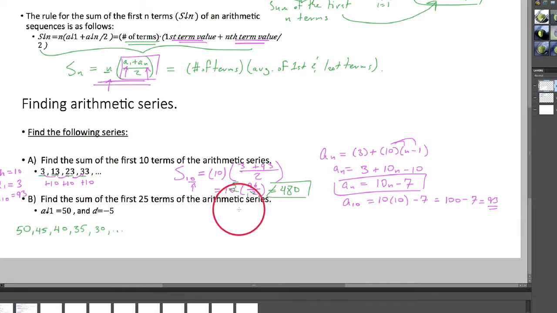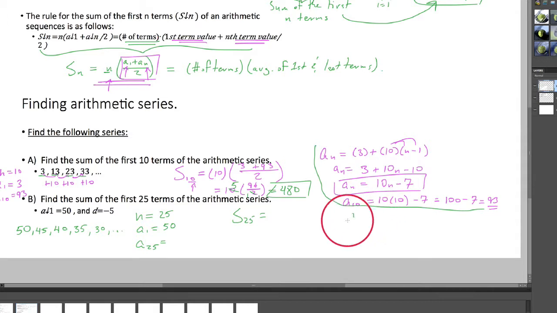Well, I suppose we're going to want to start with the fact that we want S25. And so with S25, we need to know three things to find this sum. We need to know n, A1, and in this case, A25. So n is 25. A1 looks like we started with a value of 50, but what's the value of the 25th term? Again, we're going to need to know the rule in order to find the value of the 25th term. So let's write our rule here.